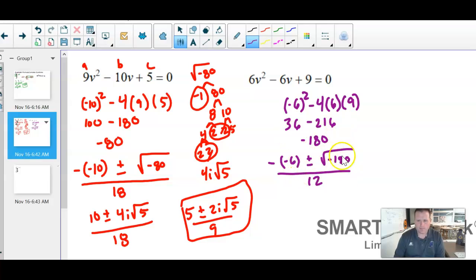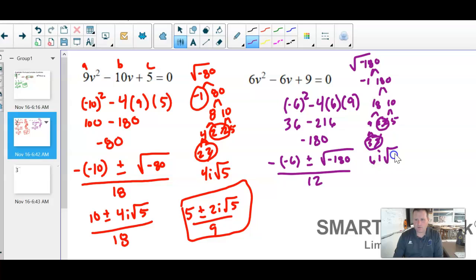And then I need to simplify the square root of -180. So -1 and 180. Let's see, 18 and 10, 2 and 5. Let's see, 2 and 9, and then 3 and 3. There's a pair. Boom, boom. So that would give me 6i square root of 5. Again, the i comes from this negative. So I have 6 plus or minus 6i square root of 5 all over 12.